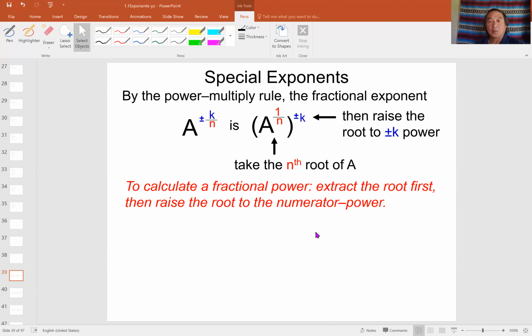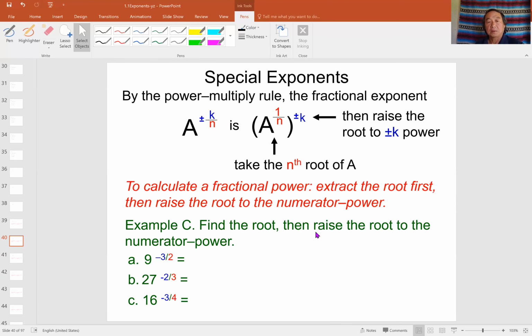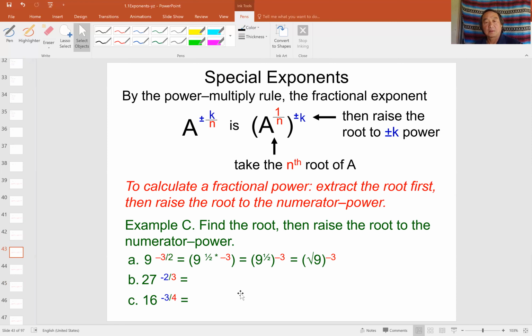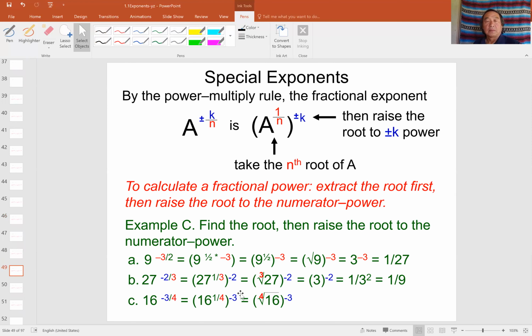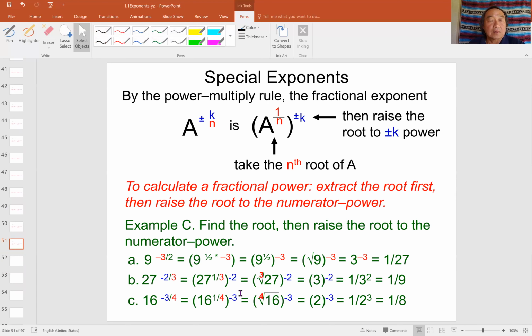So these are examples of what we do. First one, take the square root for the 9. Second one, take the cube root. Third one, C, take the fourth root, etc. And then process it further. Then what are fractional decimal powers?